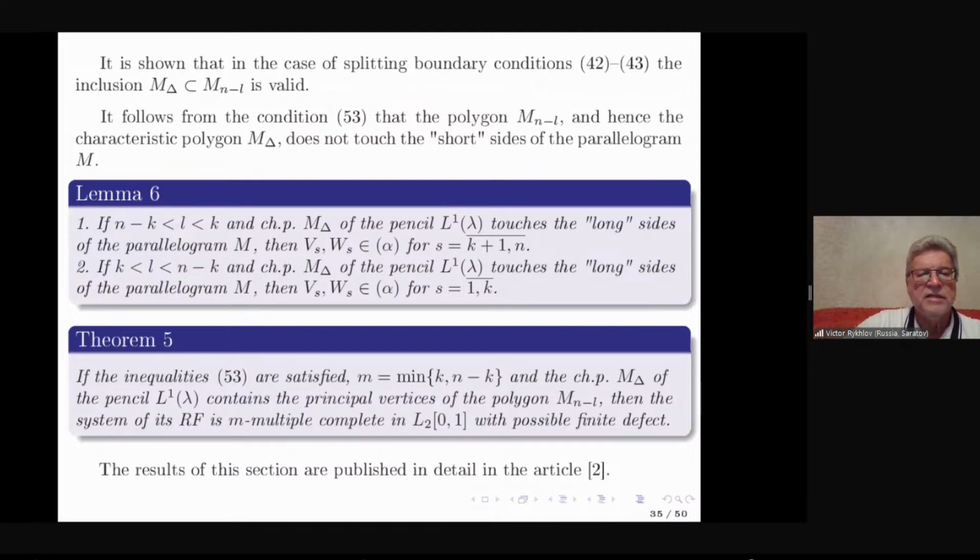It is shown that in the case of splitting boundary conditions, 44, 43, the inclusion M delta includes M n minus L is valid. It follows from the condition 53 that the polygon M n minus L, and hence the characteristic polygon M delta, does not touch the short sides of the parallelogram M.